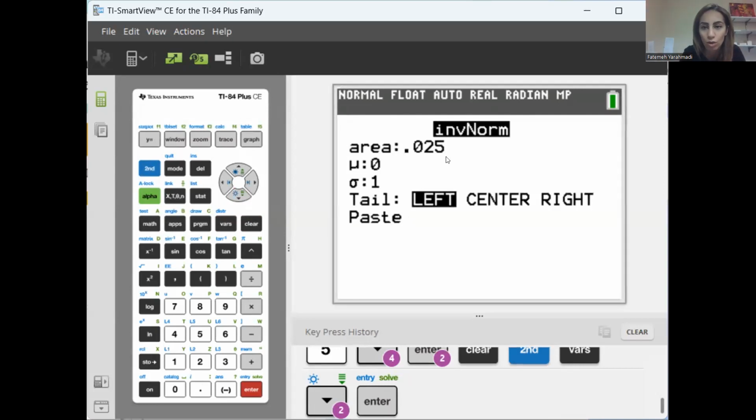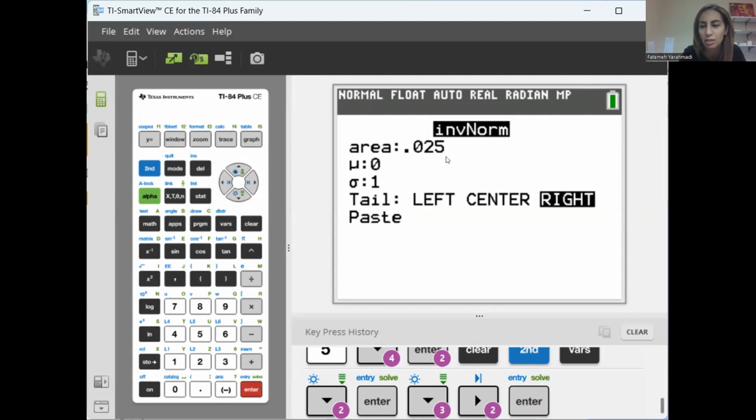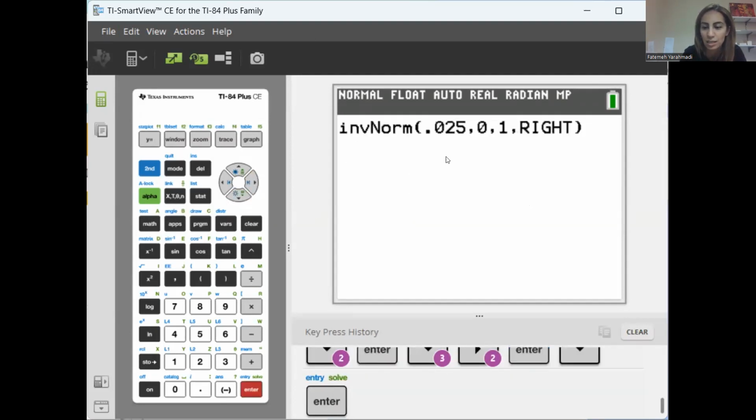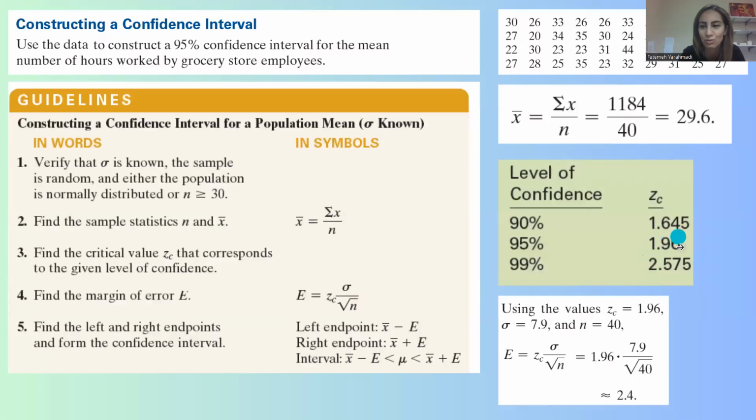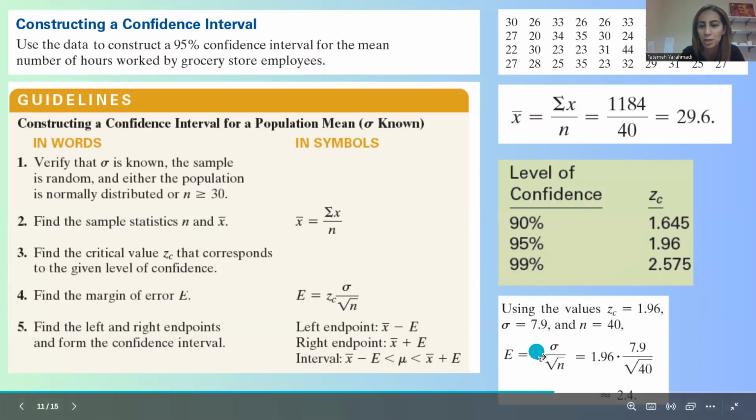Since it's a z-score, the mean is 0 and the standard deviation is 1, you can find the z-score for the area to the left, or you can find the z-score for the area to the right. So if I click on right and then go to paste, it gives me exactly 1.96. That's why you see 1.96 here. The critical value is 1.96. zc is 1.96. Why do we need this? Because we need to find the margin of error.